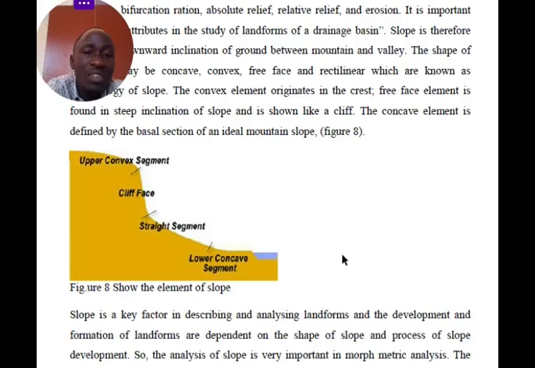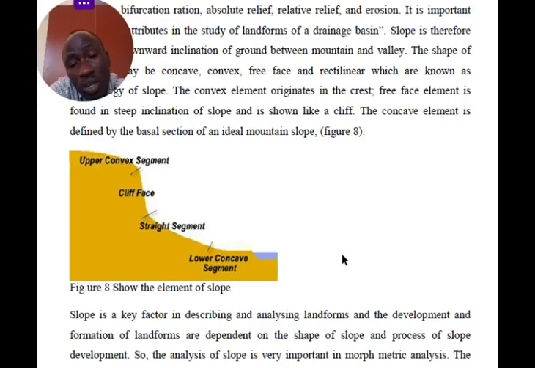When you talk about the cliff face, it is associated with weathering, erosion, and transportation. The most dominant denudation activity taking place in areas associated with the cliff face is the fast runoff of material, or weathering and erosion, plus what we call transportation.